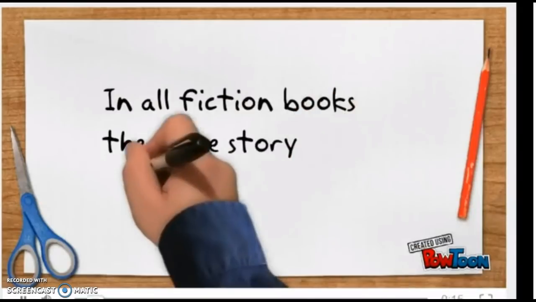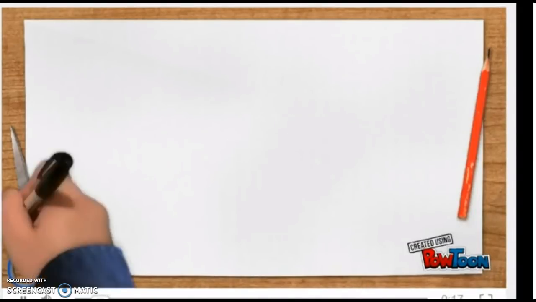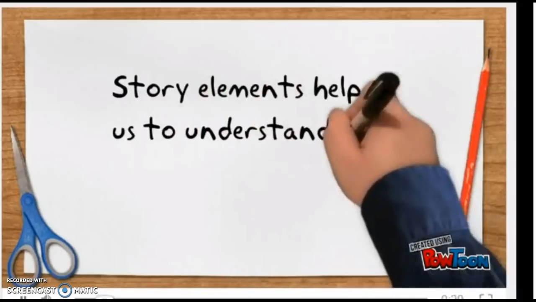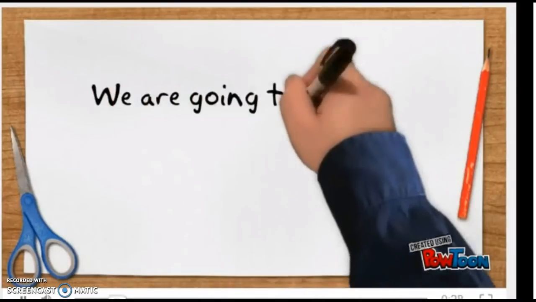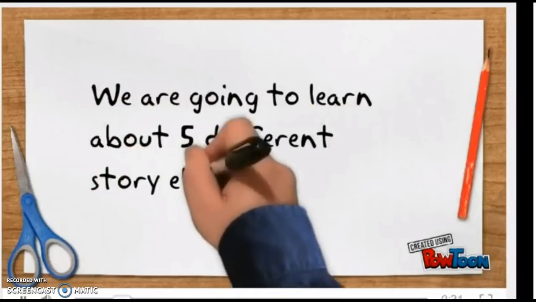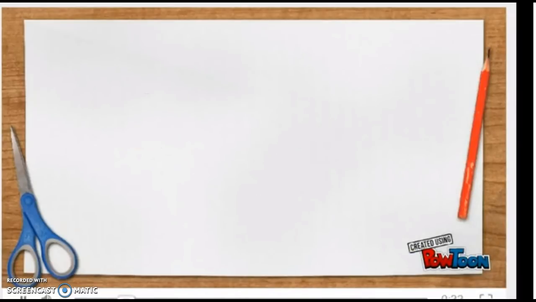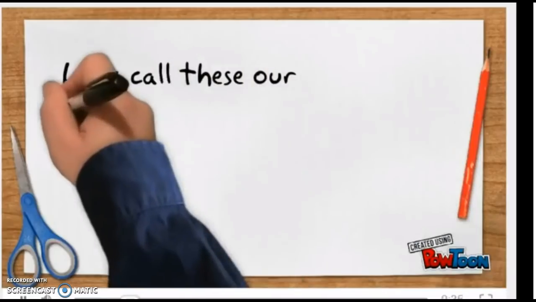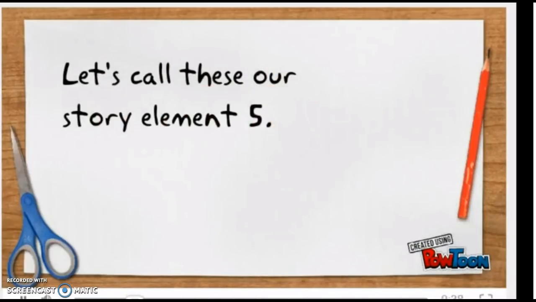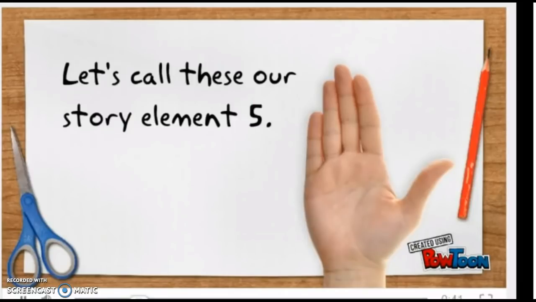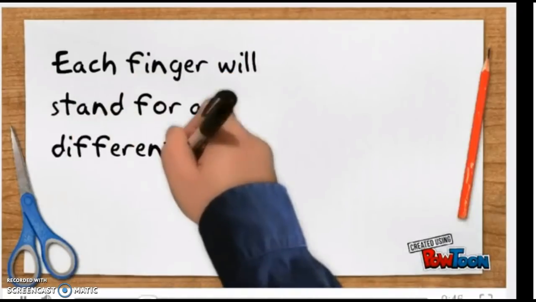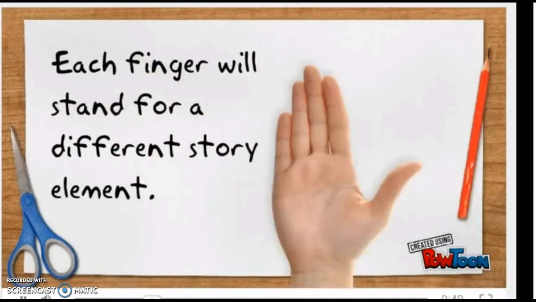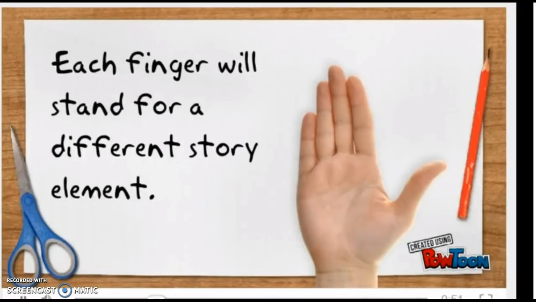In all fiction books, there are story elements. Story elements help us to understand what we are reading. We're going to learn about 5 different story elements. Let's call these our story elements 5. As in our hand, 5 fingers, 5 elements. Each finger will stand for a different story element. 5 of them.